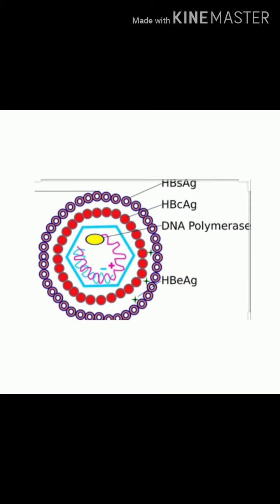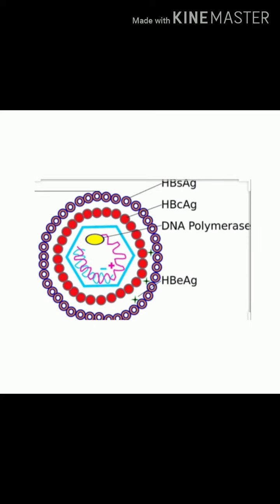Many people have no symptoms during the initial infection. It was originally known as serum hepatitis. Infection is prevented by vaccination. More than 2 billion people have been infected with hepatitis B, and this includes 350 million chronic carriers of the virus. Now, morphology of the hepatitis B virus.